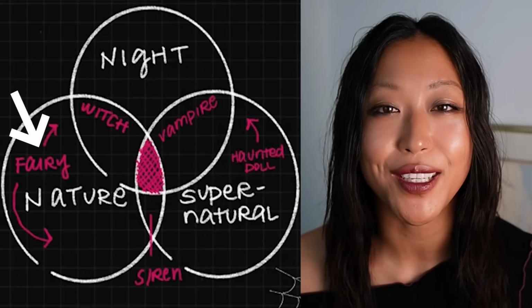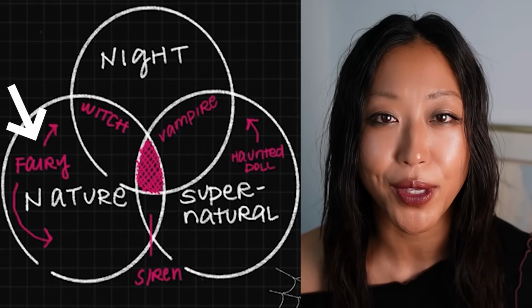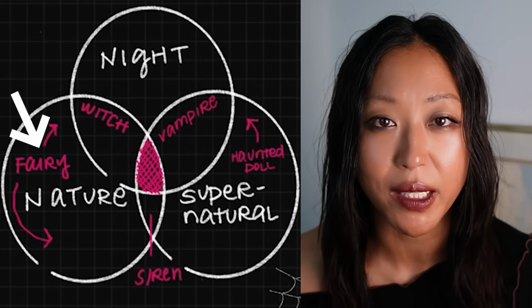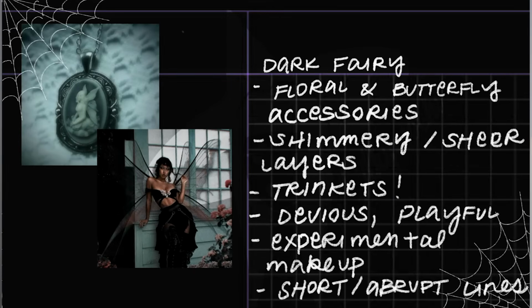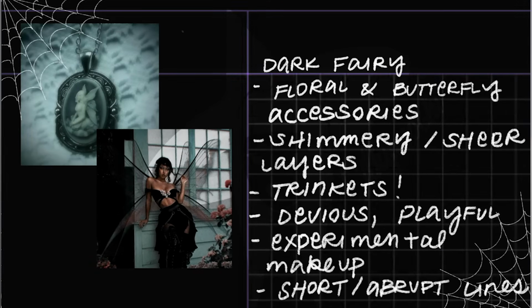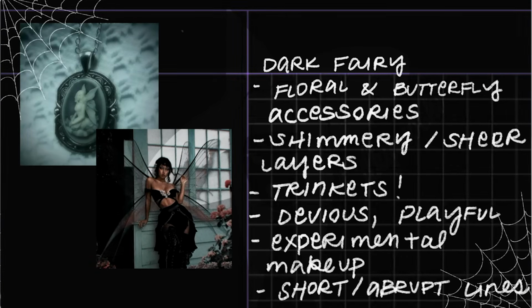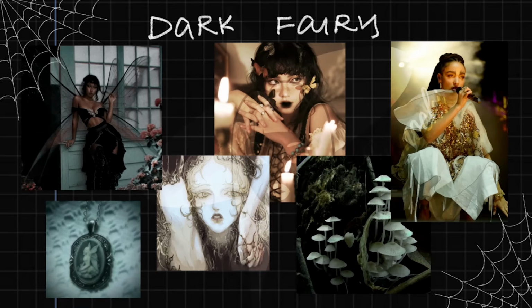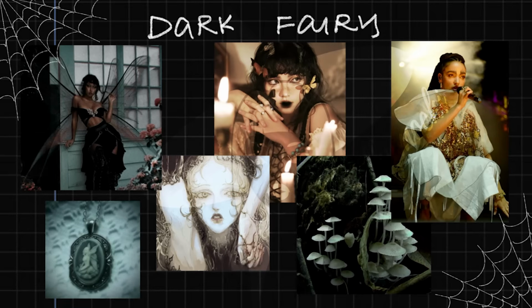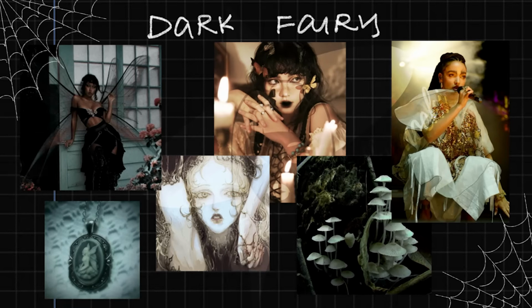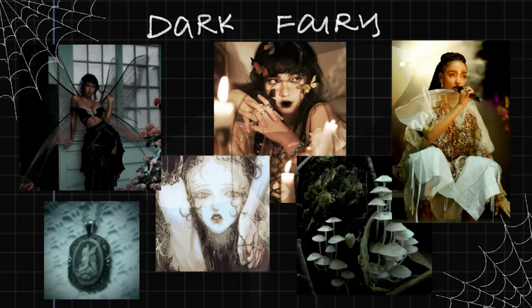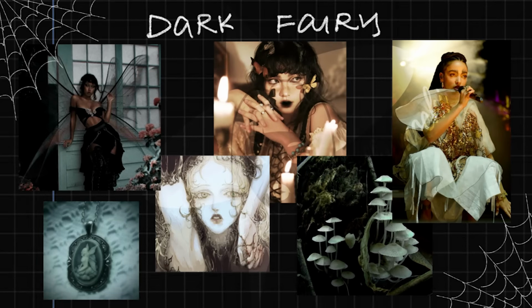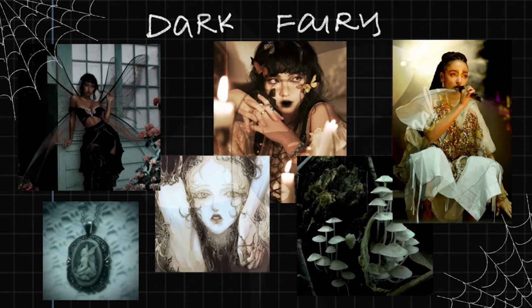And then last but not least, we've got Dark Fairy as the fifth muse, which lives in the nature component. They take a lot of inspiration from nature, like floral. They're also punk inspired because of that mischievous quality that fairies are often known for. So their style is more playful, experimental, and colorful. It's the most colorful out of all of the muses. And silhouette-wise, it's all about short abrupt lines, cutoffs, and crops.